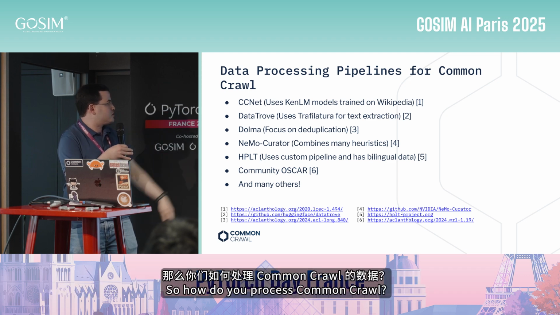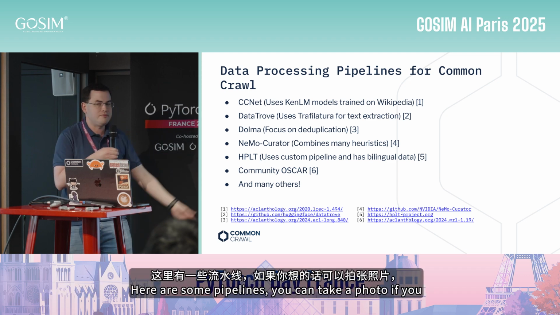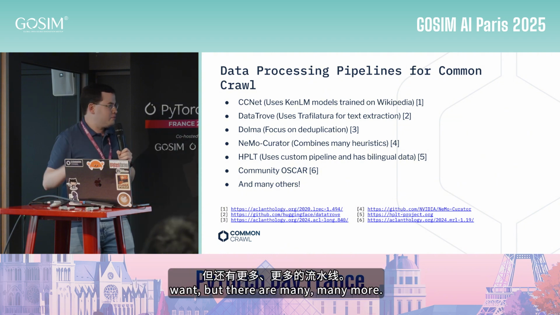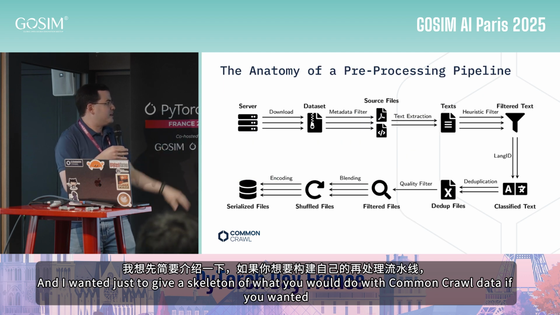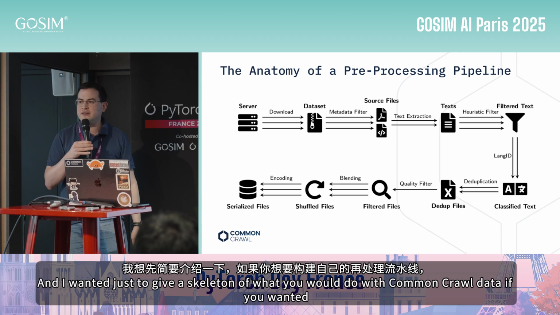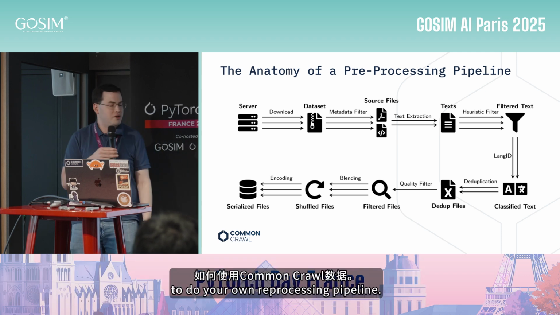So how do you process Common Crawl? Here are some pipelines. You can take a photo if you want, but there are many, many more. I wanted just to give a skeleton of what you would do with Common Crawl data if you wanted to do your own preprocessing pipeline.